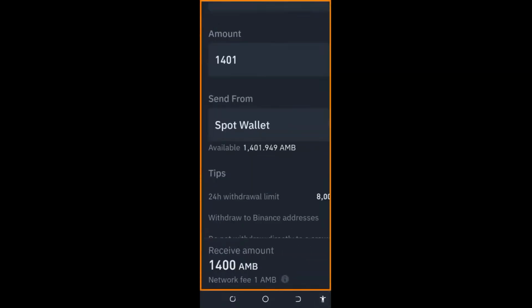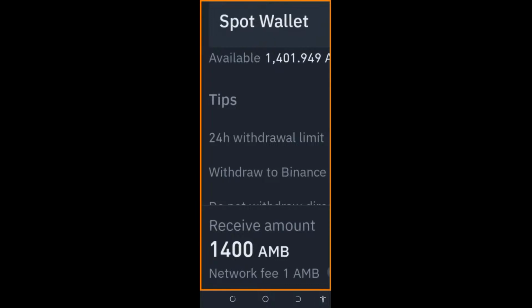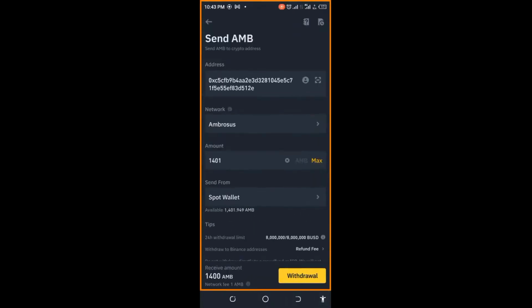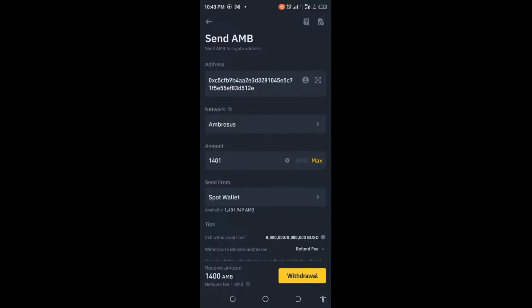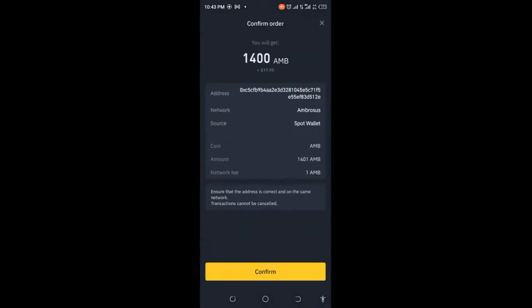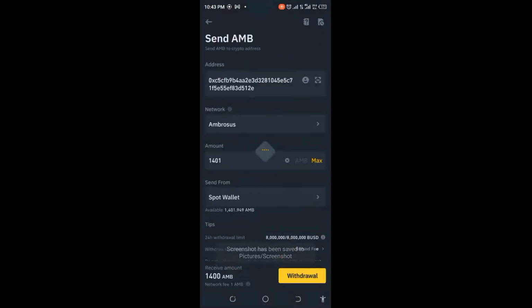So it's showing you how much it's going to take. It's taking 1 AMB, so that's fine. We're going to get 1400 AMB. So I think that's it. Let's go ahead and get this withdrawn. Okay, so we're going to get that done quickly. I like to take a lot of screenshots. It's very important for analysis.